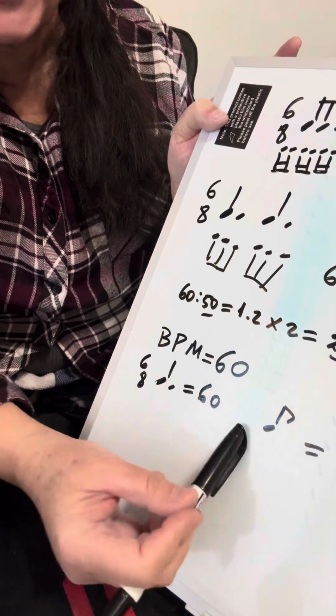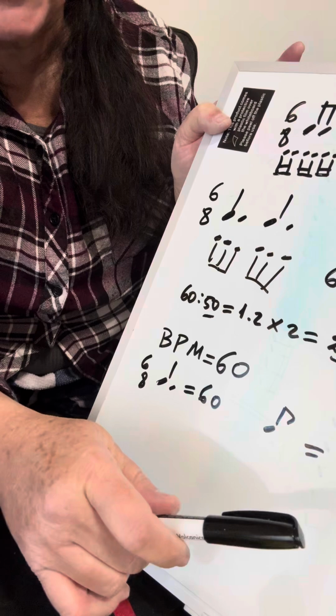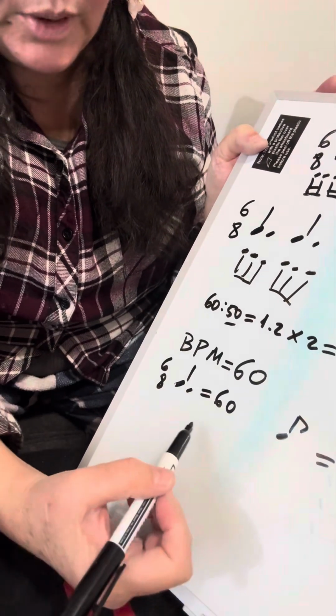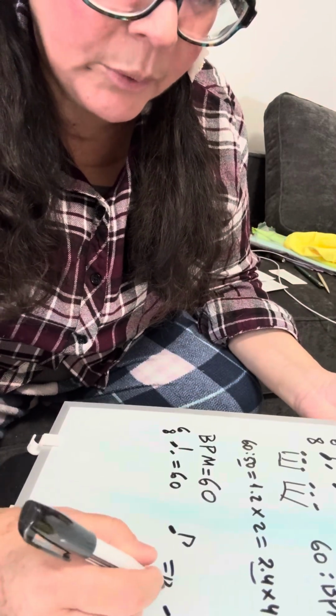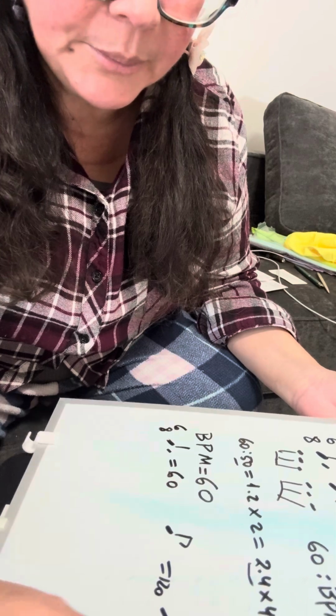So ta ta ta ta ta ta ta. And the 16th: ta ta ta ta ta ta ta ta. So the double. So the speed of the 8th note is 120. The 16th note is 240.